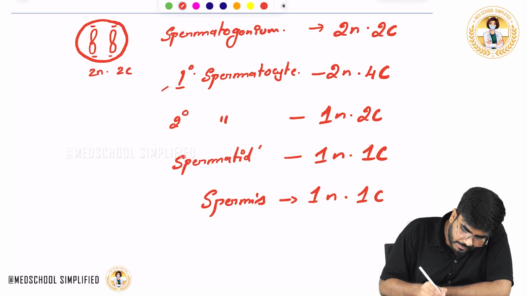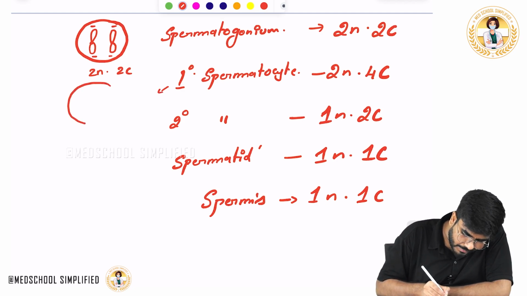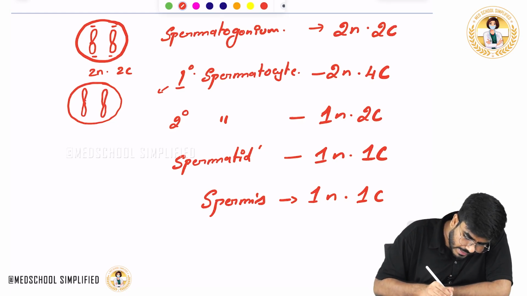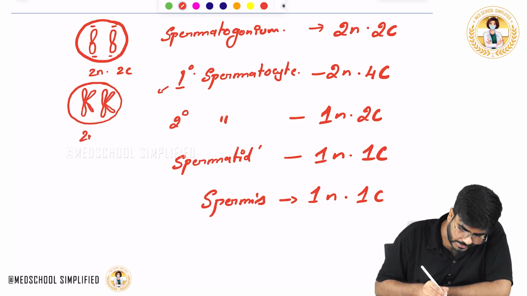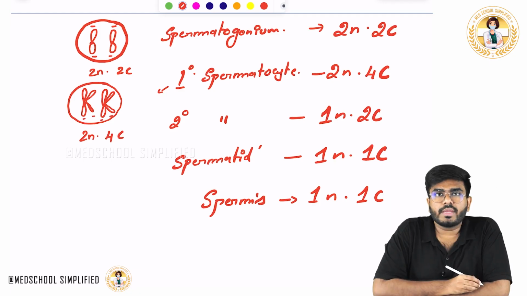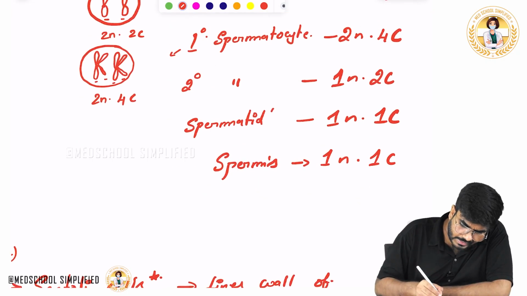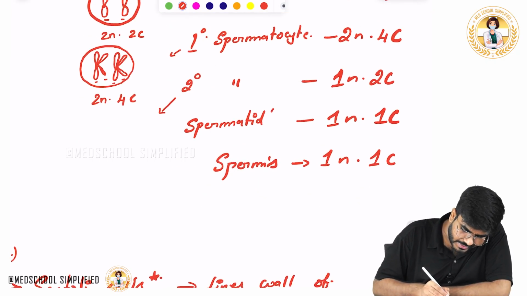Done. Next, primary spermatocytes. What's happening in the primary spermatocytes? Still, two sets of chromosomes, one set from mother, one set from father. But they have undergone DNA synthesis, DNA replication. So, something like this. So, 2N, 4C. Okay, 1, 2, 3, 4. Okay, 4.